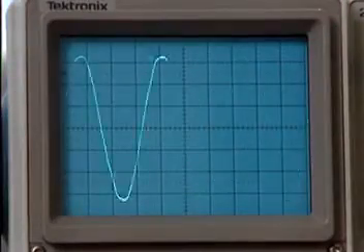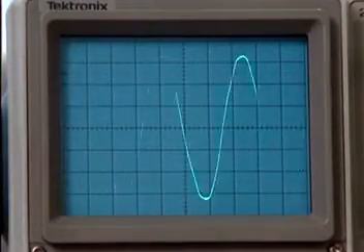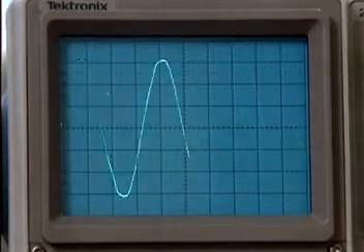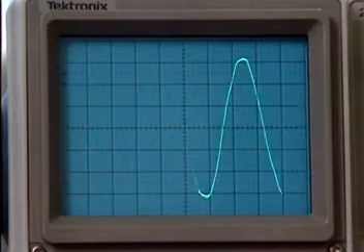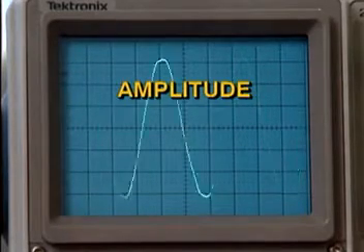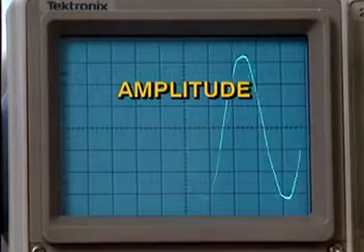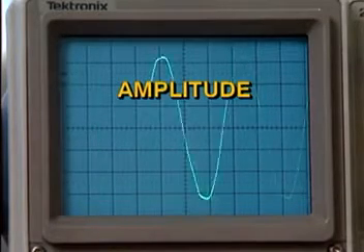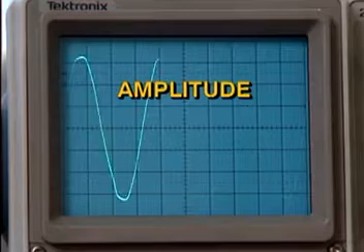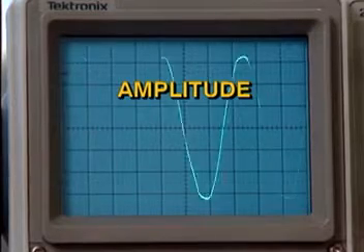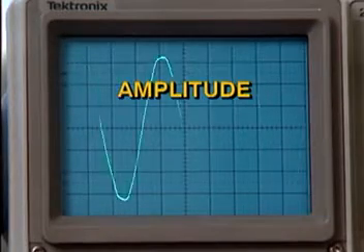Let's look at some different ways that an AC sine wave can be measured. To do this, an oscilloscope will be used. The most apparent measurement of an AC waveform is its amplitude. This is represented by the vertical deflection of the waveform from the baseline. It indicates how far from the zero reference a positive or negative peak extends.